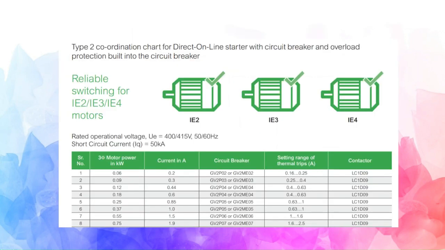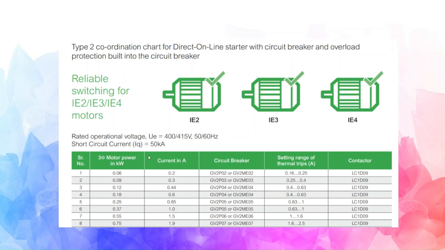So, introducing this shortcut. See what it says: this type 2 coordination chart for direct online starters with circuit breaker and overload protection built into the circuit breaker. That is an option available. So generally it is called MPCB, motor protection circuit breaker, where this overload protection is included inside the circuit breaker.